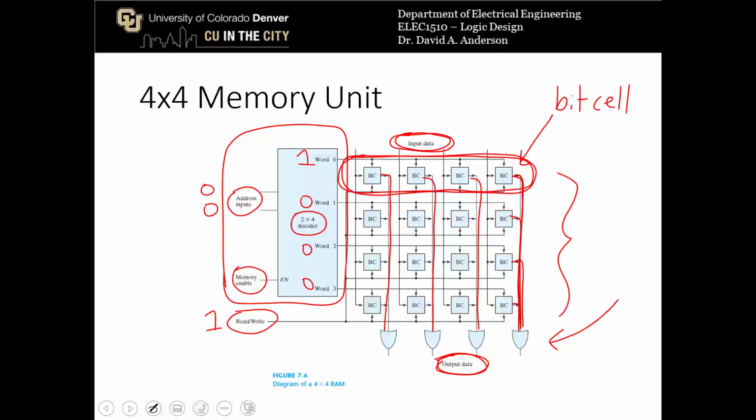This could be a 64 by 64 memory unit. We would still only draw one OR gate for the output, even though that OR gate would presumably have 64 inputs. So this is the basic structure of a simple memory unit and how you would design the address decoding in order to access different words in the memory.